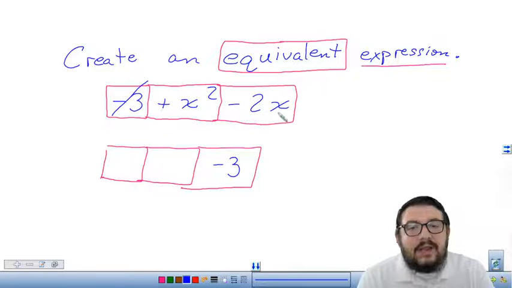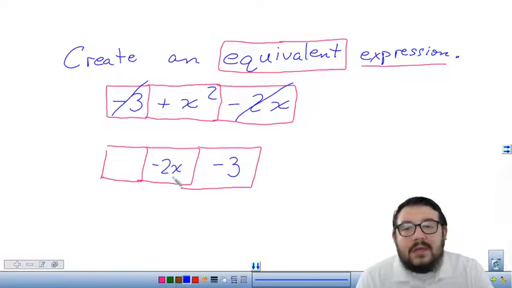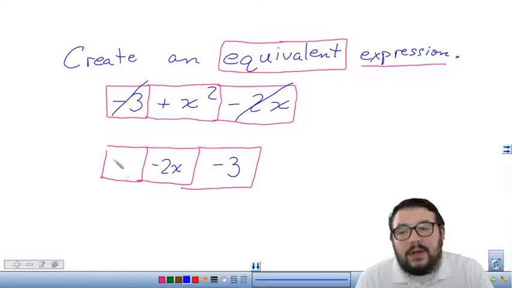Now let's do this one, negative 2x. Let's put that one in the middle. Okay, so that one I moved. Now let's do this one, positive x squared. Okay, now don't mess up the sign.